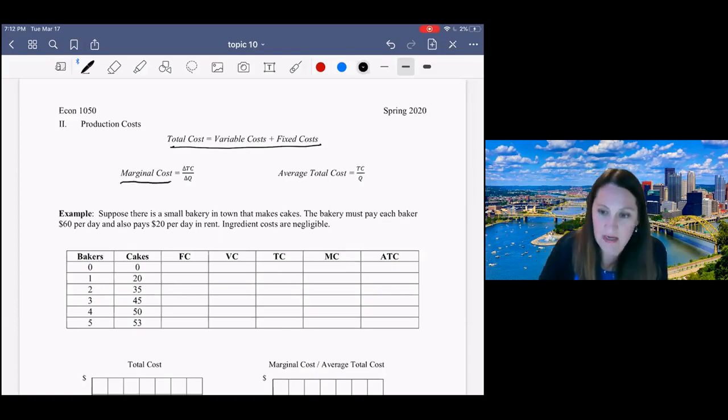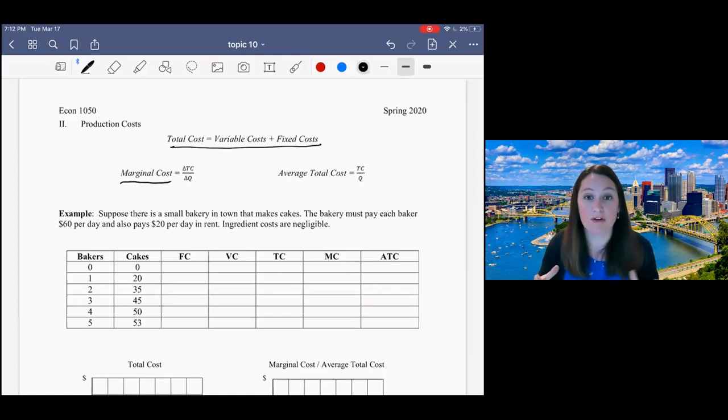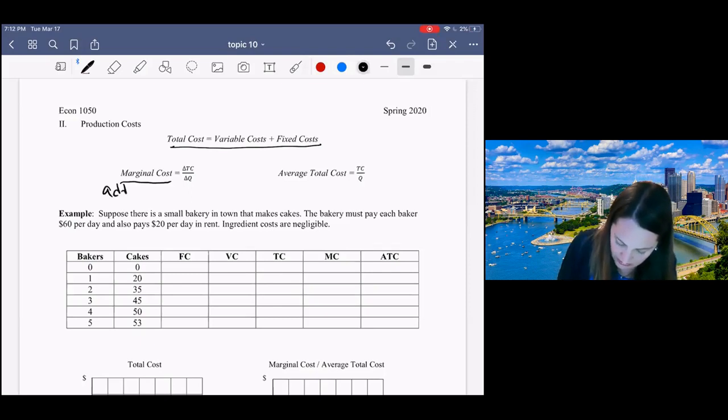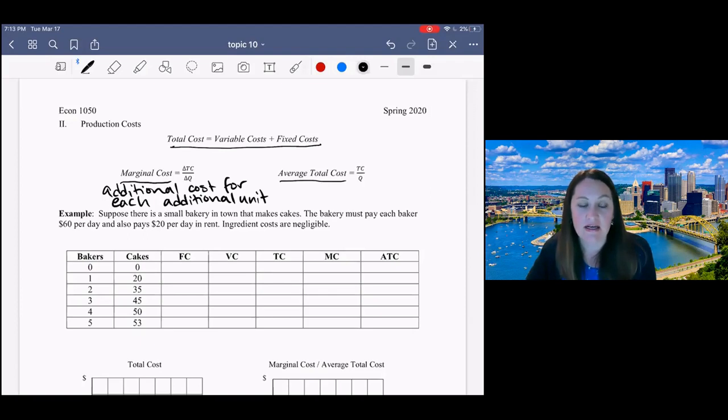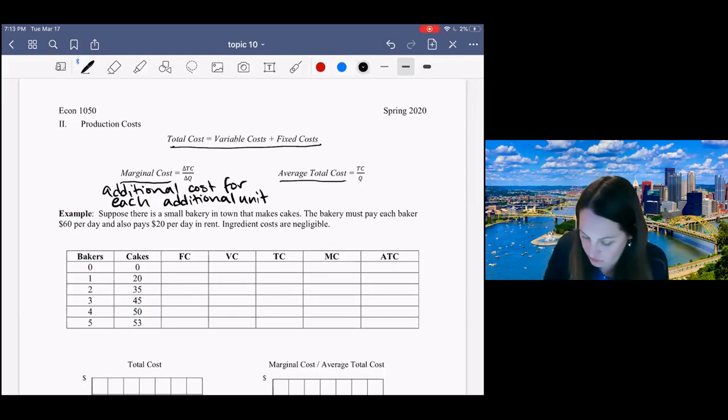Marginal cost is going to be the most important cost in terms of deciding how much a firm is going to produce. Marginal cost is the additional cost for each additional unit produced. Average total cost is the average total cost across all of the units being produced. This is the average cost per unit.